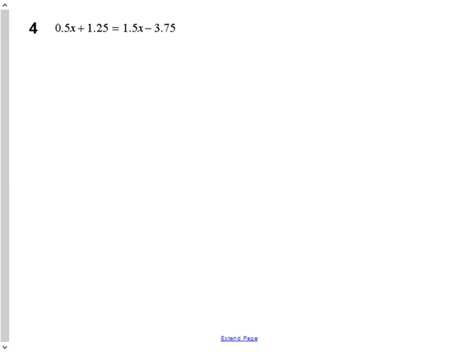Question 4, we have both variables and constants. The one we have less of is this one here. Our first step, when you have multiple steps, is to get rid of the variable from one side. So I'm just going to subtract a half of x from this side and subtract a half of x from this side. That's going to leave me with 1.25 equals.